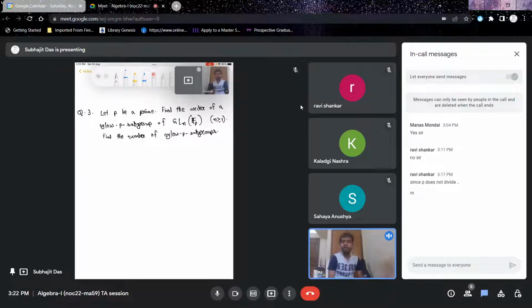So you clearly know what Fp is, right? First of all, Fp is a finite field with p elements, that is Zp in other words, where p is a prime. So assume p is a prime, you are asked to find the order of a Sylow p-subgroup of GL_n(Fp), where n is greater than or equal to 1.